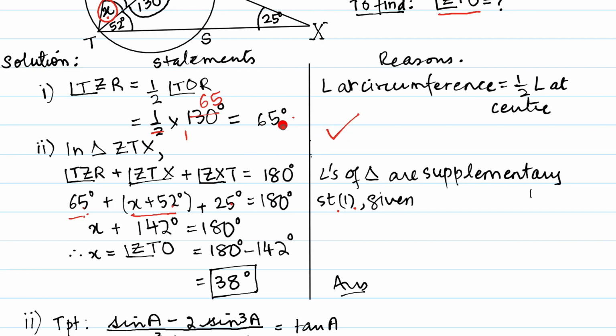So to get this 65, you will be getting 1 mark, and to get this relationship and this, that will give you your 2nd mark. So this will be your 2-mark question.